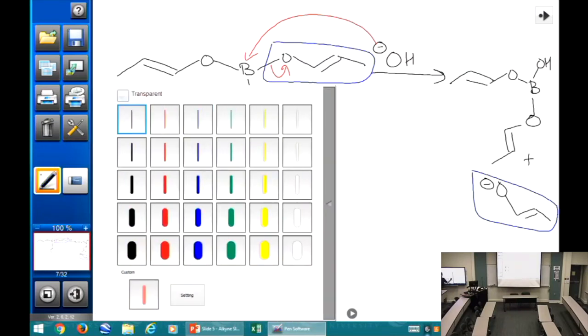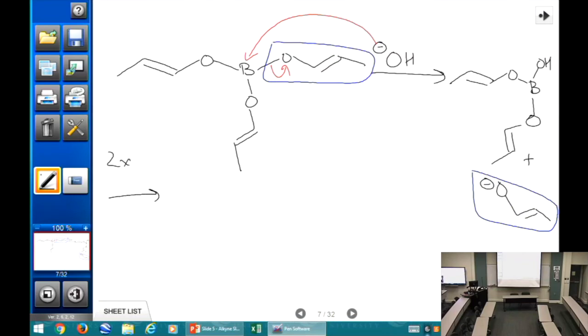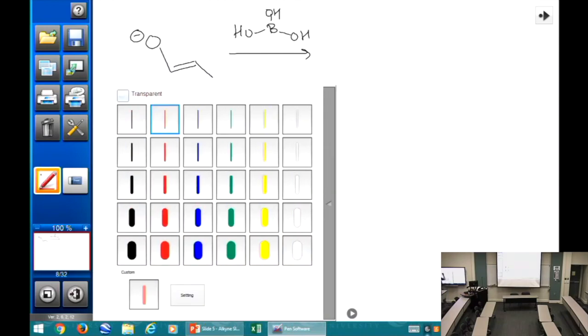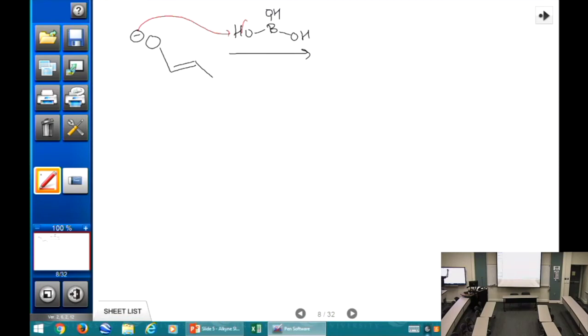We're going to repeat that step 2 more times. So we're going to have 2 more hydroxides add. And that's going to give us boric acid, plus 2 more of these. So we'll just do this with 1 because all the steps are the same. So now we're going to have boric acid, right? As the name implies, it is acidic. We're going to steal a hydrogen from boric acid.